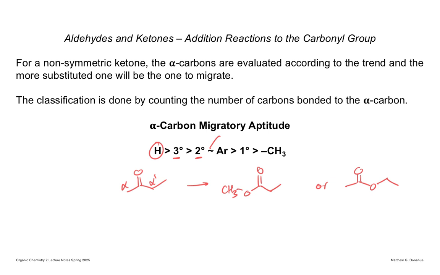This sign, do you know what that's called? I think it's called a tilde. It's approximately the same as an aromatic group. So secondary and aromatic migrate faster than primary, which migrate faster than methyl. So if you look at this compound butanone, what do you think the product would be based on that trend?